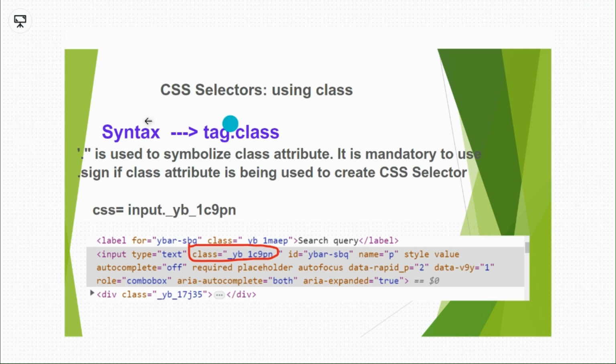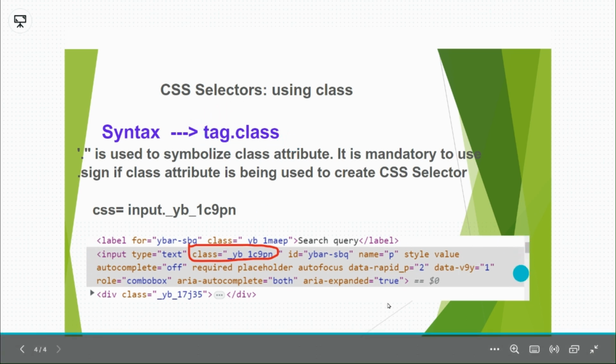As you can see here, this is the syntax. It will start with tag dot class value. This dot is used to symbolize class attribute, and it is mandatory to use the dot sign if class attribute is being used to create a CSS selector. The difference between class attribute and ID attribute is only that in ID attribute we were using hash, and in class we have to use dot. All other things are the same in this syntax.